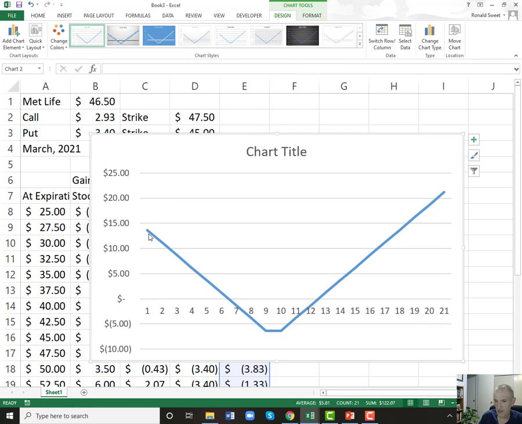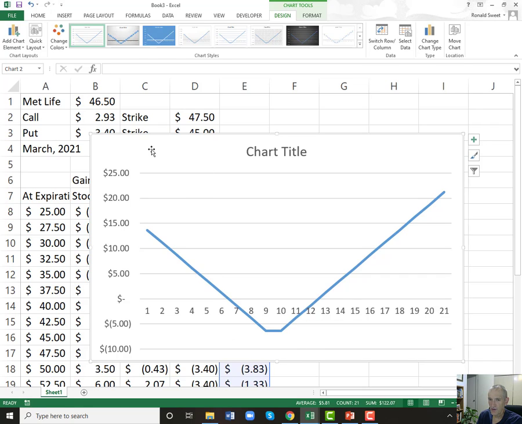So this is how a strangle and a straddle looks. A straddle will have an actual V shape. It'll have a point because everything's right at the money. A strangle will have a little bit of a bowl to it. But if the stock price really falls, you make money. If the stock price really rises, you make money. The only time you lose is if the stock price doesn't move much.